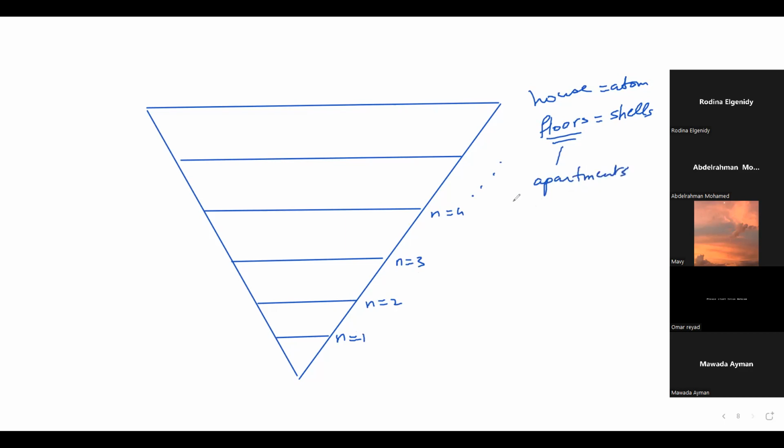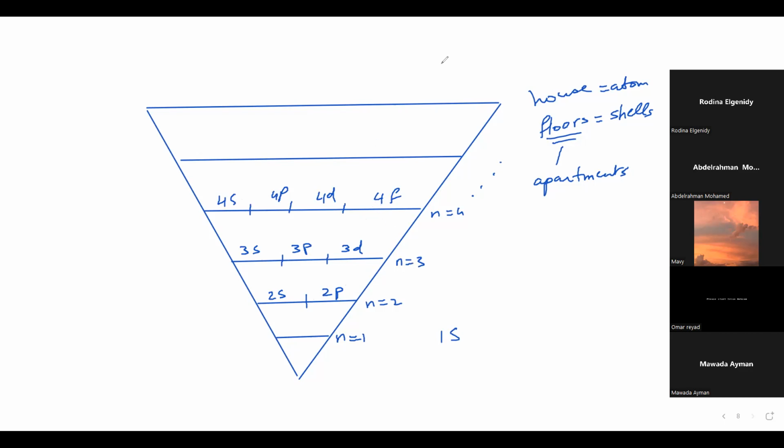Now each floor consists of apartments. The first floor has only 1 apartment, which we are going to call 1s. The second floor has two apartments. One of them is called 2s and the other is called 2p. The third floor has three apartments: 3s, 3p, and 3d. The fourth floor has 4s, 4p, 4d, and 4f, and so on. We are not going to have more than the 4f.